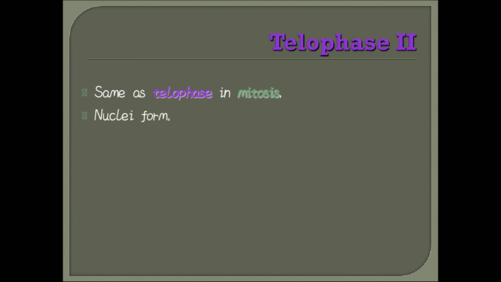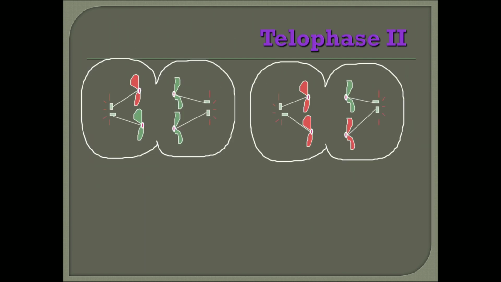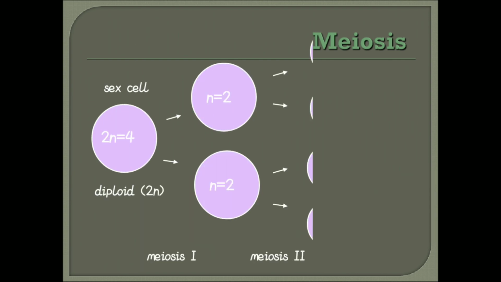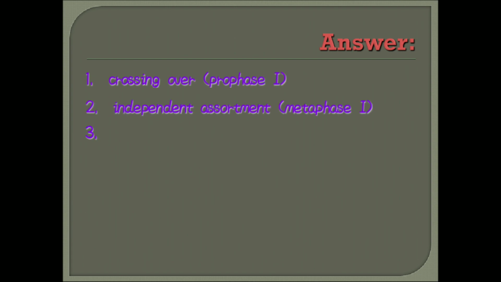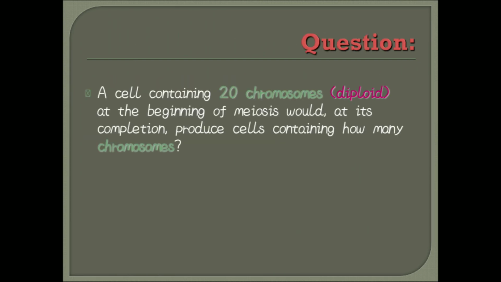In telophase, as in mitosis, cytokinesis occurs, and in this way four haploid daughter nuclei are formed in telophase second. This is the diagram. Variation, you know what variation is. I'm not going to ask you questions because they are invisible.